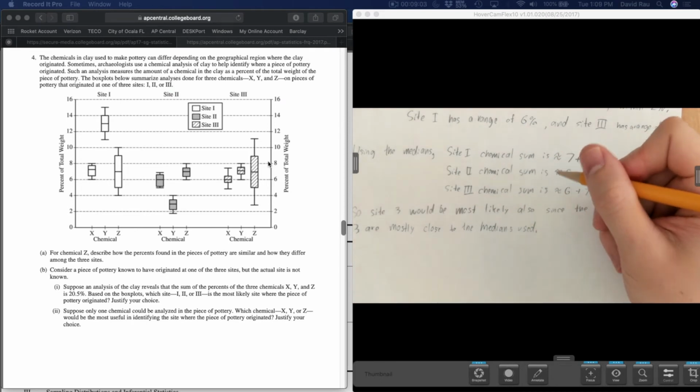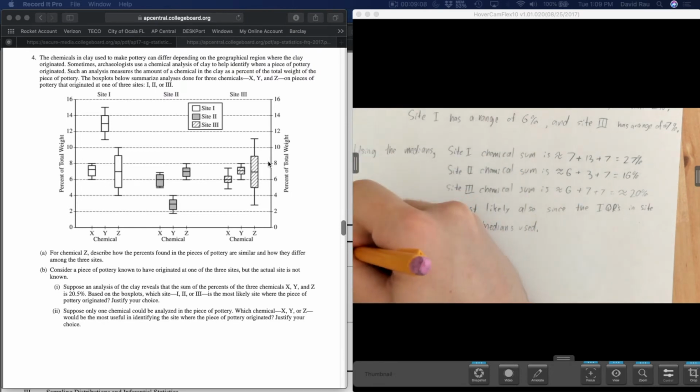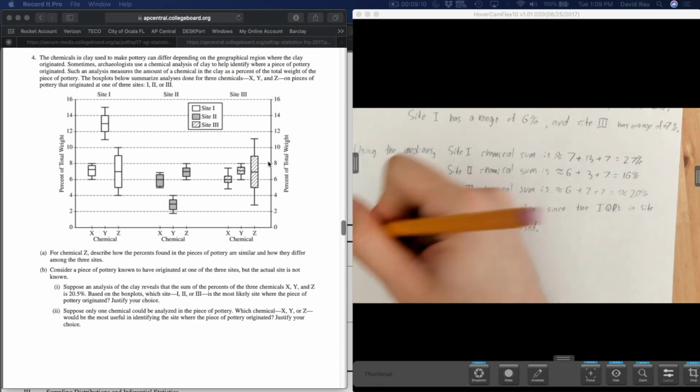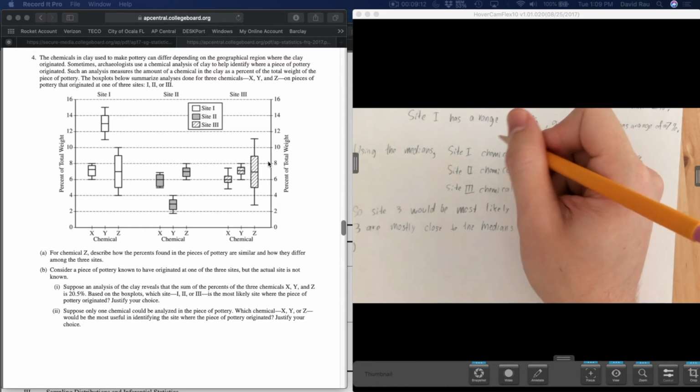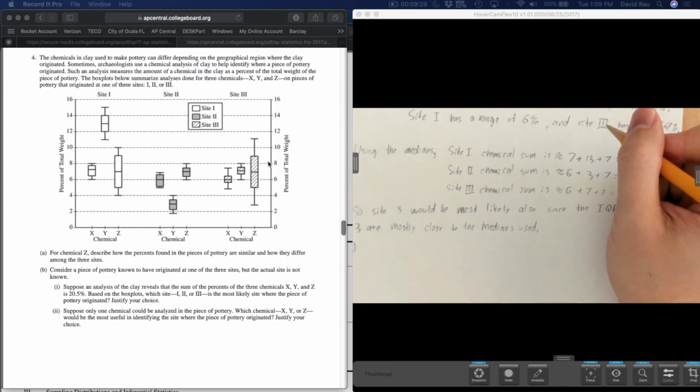Okay, so again, it looks tricky, but hopefully after seeing that explanation, you were like, oh, that really wasn't that hard. Really, the hard part is finding all the words to write to make it sound like you know what you're doing. Okay, suppose only one chemical could be analyzed in the piece of pottery. Which chemical, X, Y, or Z, would be most useful in identifying the site where the piece of pottery originated?